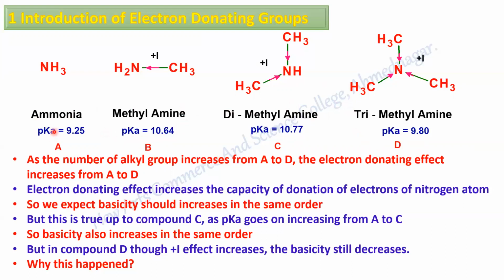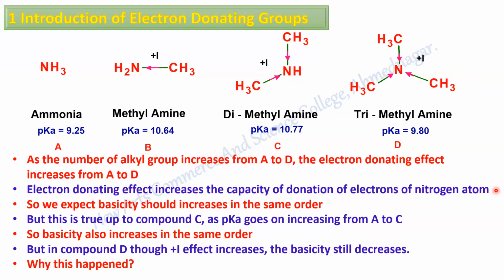So which effect can you see here? In ammonia, there is an absence of methyl groups, while in all the remaining structures there is a presence of methyl groups. Now, another factor we see here is that the number of methyl groups goes on increasing from structure A to B. As the number of alkyl groups increases, we expect the electron donating effect also increases from A to B. So the electron donating effect increases the capacity of donation of electrons on the nitrogen atom.